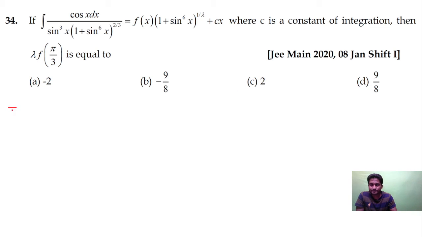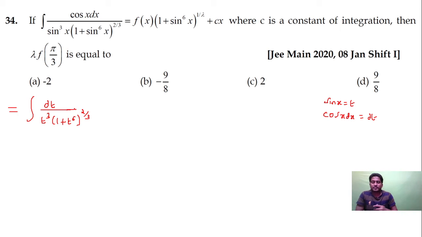Okay, now listen. I'm going to put sin x is equal to t, and from this I get cos x dx is equal to dt. So this becomes dt upon t to the power of 3, and then 1 plus t power 6 whole to the power of 2 by 3.